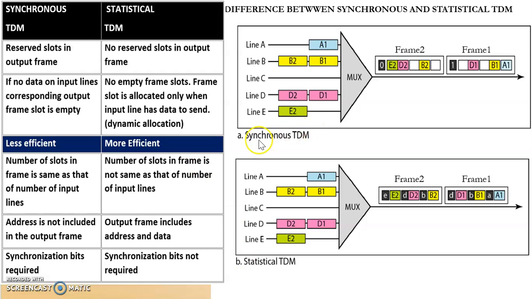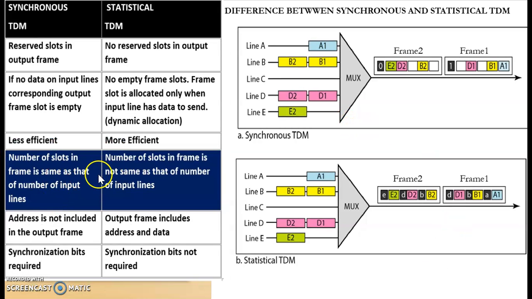So we can say that synchronous time division multiplexing is less efficient because whenever the input lines have no data to send, the corresponding slots in the output frame are empty, which wastes space. Whereas in statistical time division multiplexing, even when the input lines have no data to send, there are no empty slots because the slots are allocated dynamically. So as a result, it is more efficient as compared to synchronous time division multiplexing.